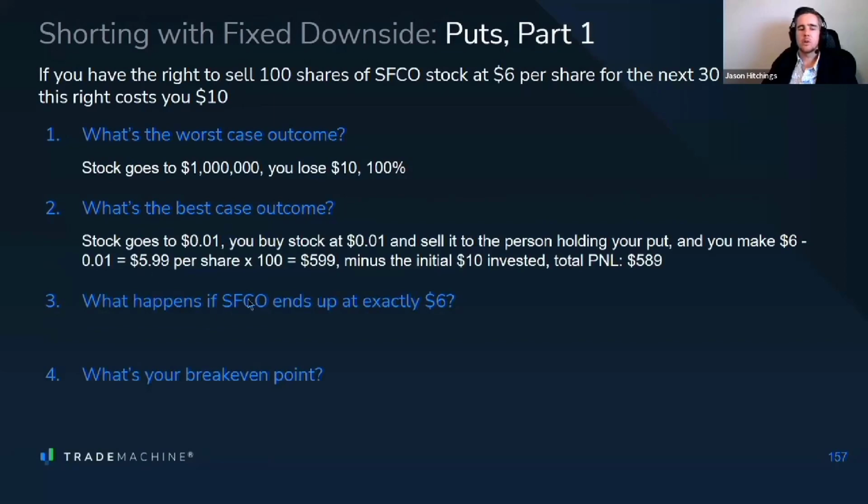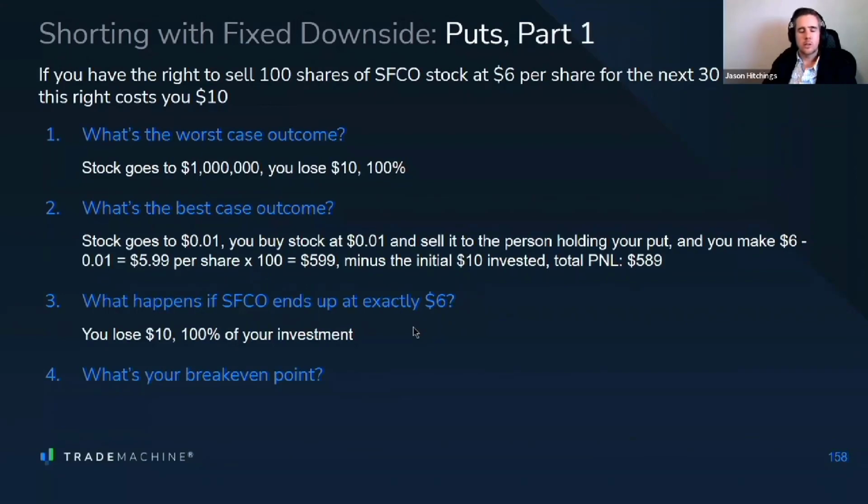Well, the best case outcome is it goes to 0 or a penny, where you have the right to sell the person the stock at $6, but you can go out and buy it for essentially nothing. And so you make $599, or you make $600 minus the $10 that you invested originally, and you end up with $589 or $590 profit. What happens if this company ends up right at your option's strike?